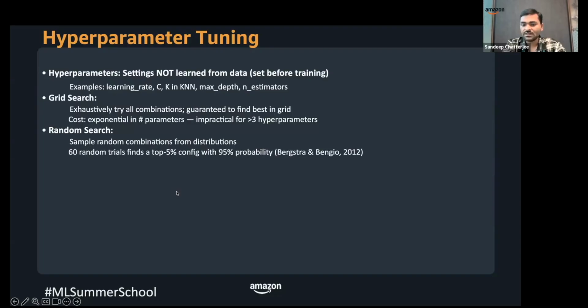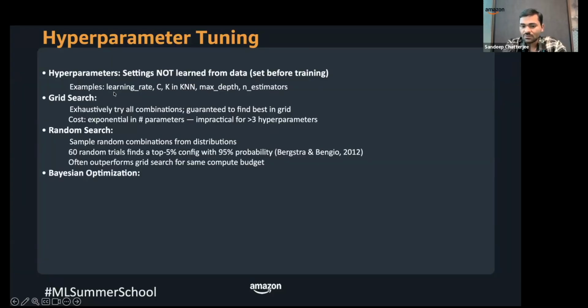Now you might think, isn't random guessing worse? Surprisingly, no. There is a famous paper by Bergstra and Bengio showing that if you just run 60 random trials, you have a 95% mathematical probability of finding a configuration that sits in the top 5% of all possible combinations. So for the exact same compute budget, random search will almost always beat grid search.